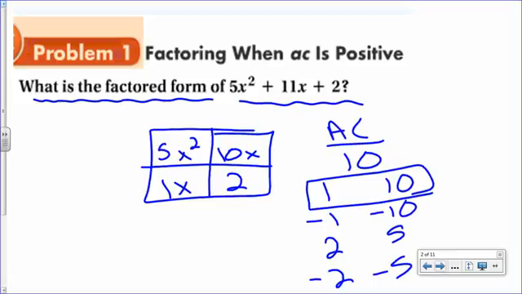So far nothing has been new, but this is where it's going to be a little different. You just have to take your time. As you go from the top down, I noticed I could take out a 1x, or most people would just put x. From the top down, you could take out a 2. Between 10 and 2, you divide them both by 2.